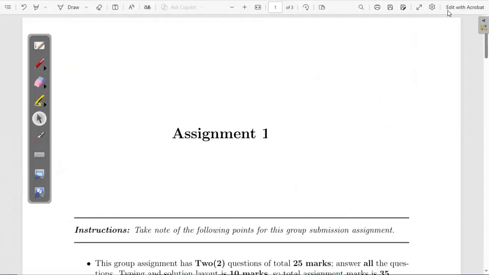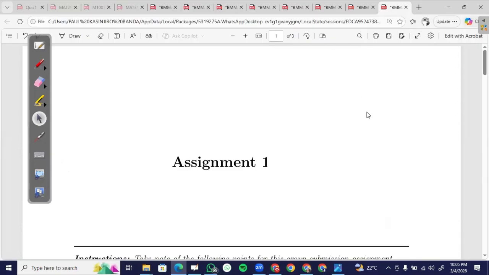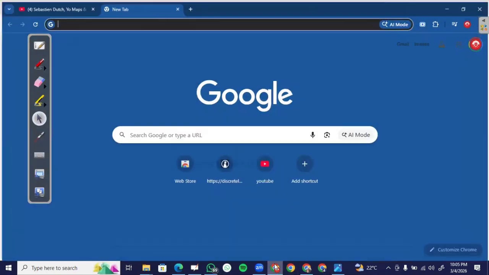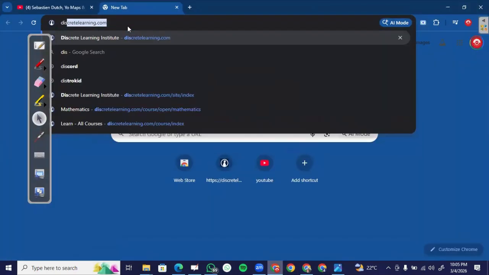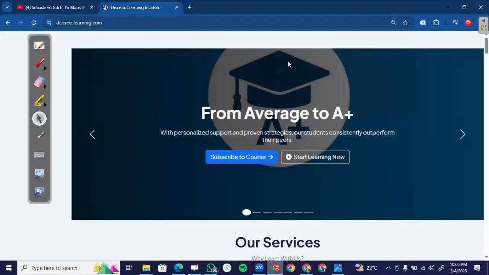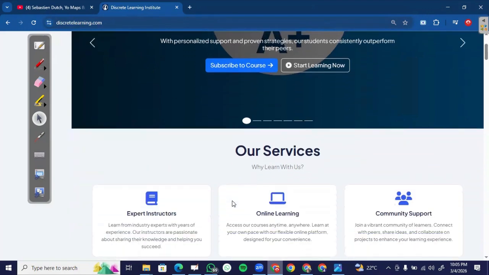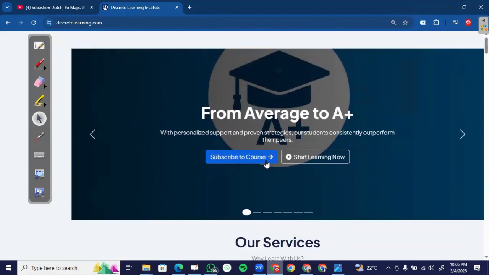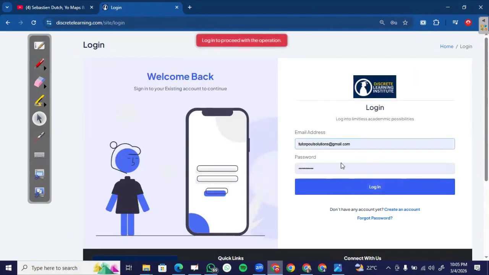Again, let me just show you the website for those who have never seen it. So you just go to Chrome here and type in discretelearning.com. So you can see discretelearning.com there, then go search. It will take you to our website. So here, if you don't have an account, you need to create an account. So you just go to start learning now. Then it will take you to the login page. So if you don't have an account, go here, create an account, and then log in. But if you already have an account, just put your email, your password there, and then log in.